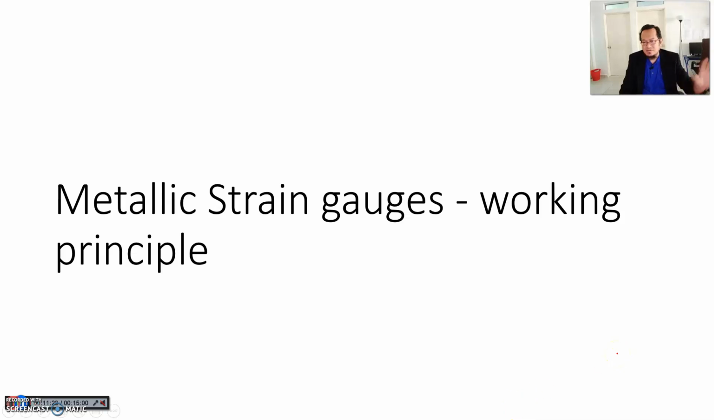We're not going to focus on semiconductor gauge. We're going to focus on the working principle of metallic strain gauge, which is of foil type or wire type. Okay, so let's stop now.